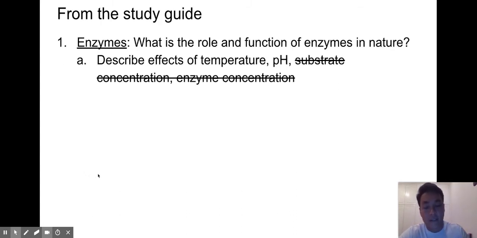Okay, so that was what does an enzyme do? It helps to speed up a chemical reaction. They're very important in your body. Without it, we couldn't live. So now what happens if you change the temperature or pH on an enzyme?